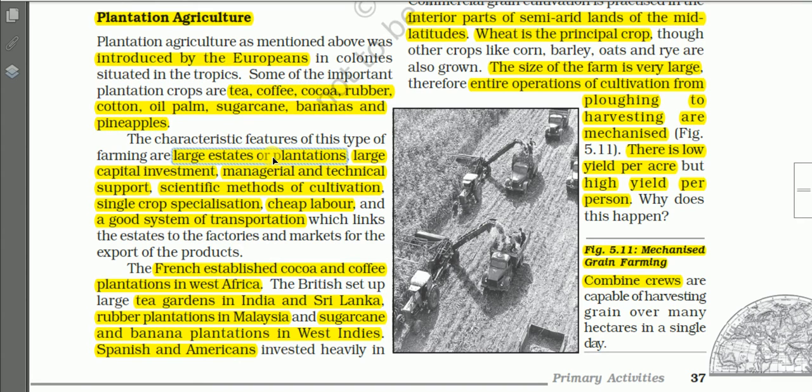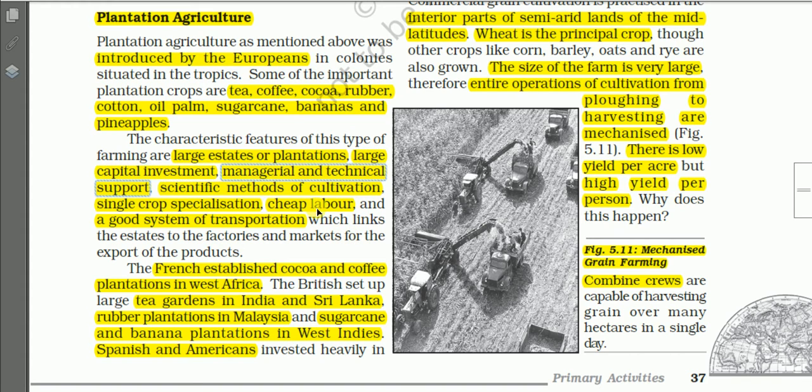So the first important feature is large estates or plantations. The size of the farmland is very big, usually more than 40 hectares of land. Then another characteristic is that large capital investment is required. To initiate and to maintain the business, a large sum of money is required.